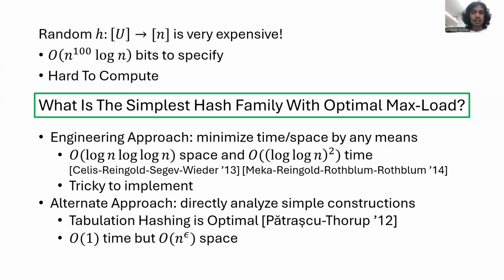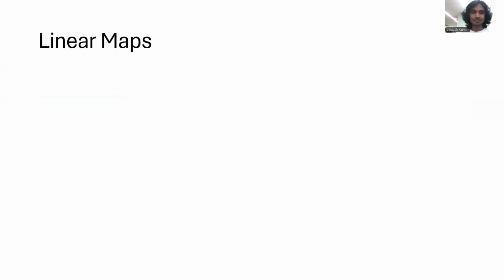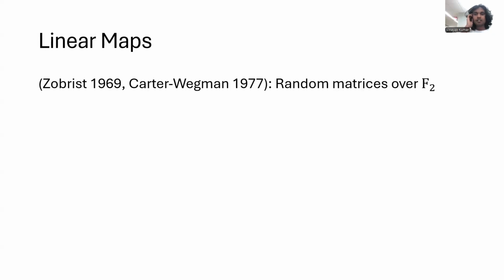So what we're going to look at in this talk is something that's even simpler than tabulation hashing. It's basically tabulation hashing without the hash tables. And this is just linear maps. Okay. So what do I mean by a linear map? Well, all I mean is a random matrix over F2.